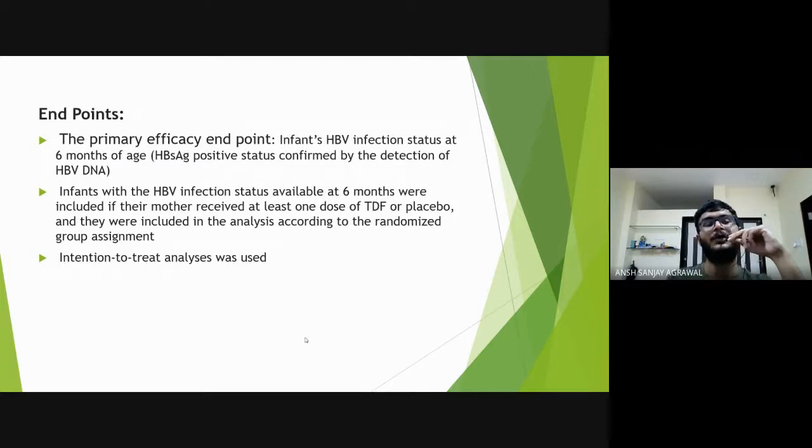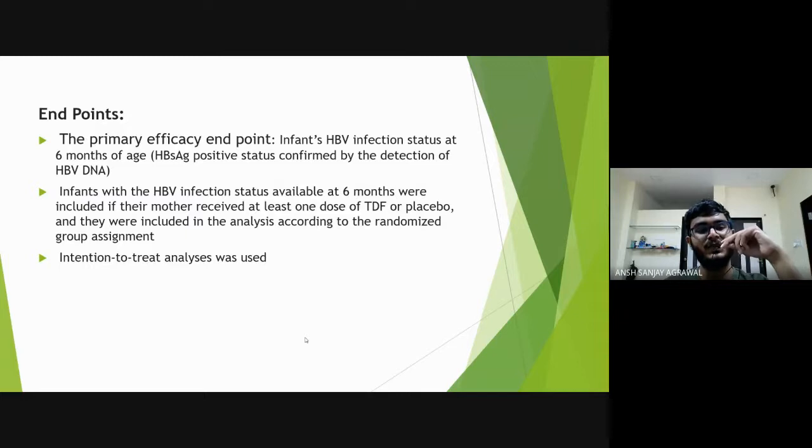Coming to the endpoints, very briefly, endpoints are nothing but the outcomes which a trial is looking at, or you could say the main thing that the trial wants to look at, analyze, or have data for. The primary efficacy endpoint in our trial was the infants' HBV infection status at 6 months of age. An infant was said to have an HBV infection if he or she had HBsAg positive status, confirmed by the detection of HBV DNA in the infant.